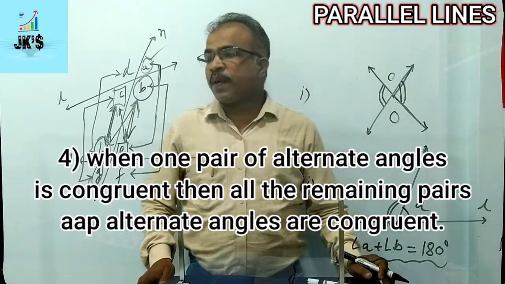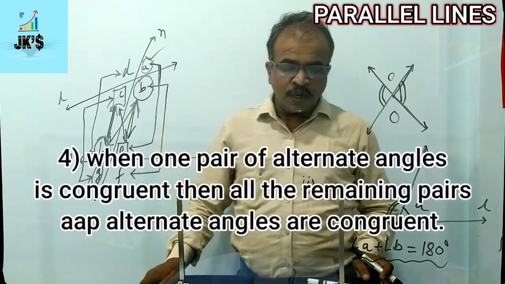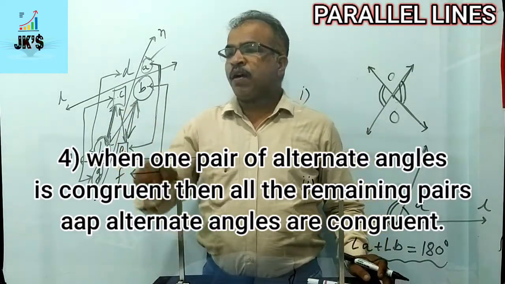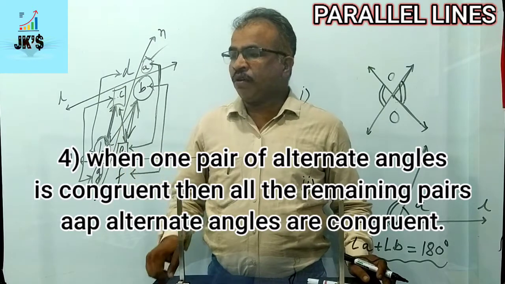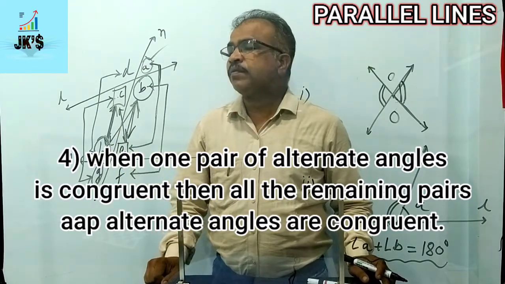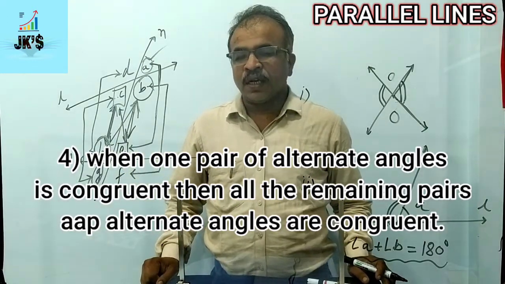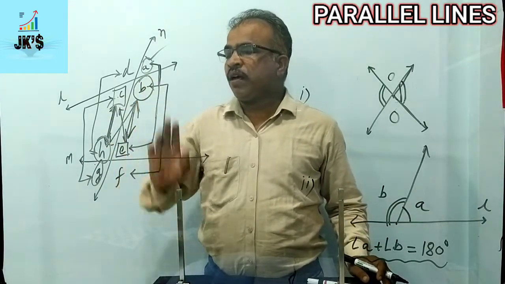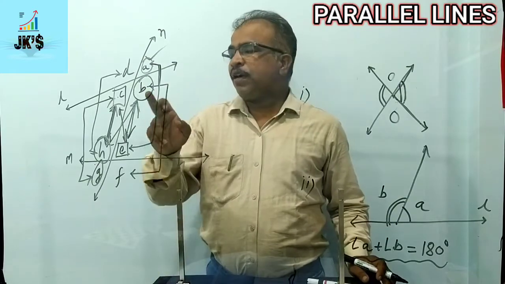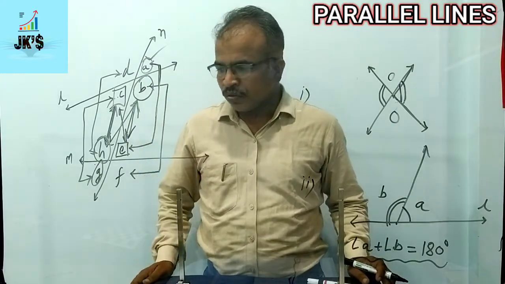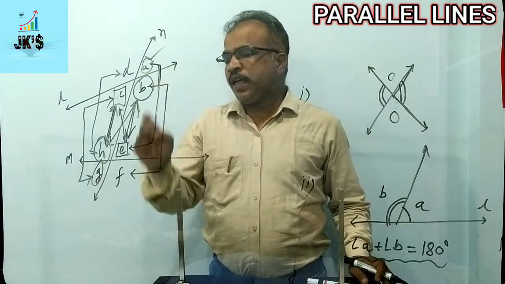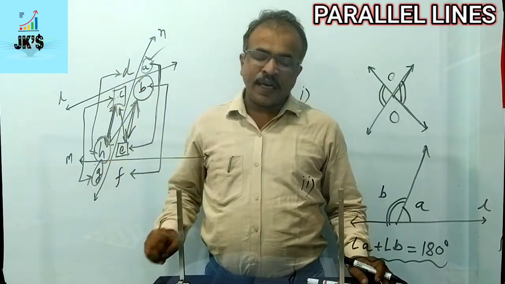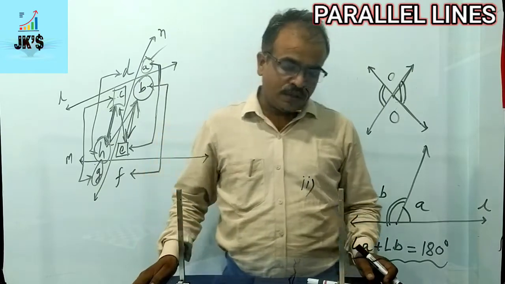The fourth property is that when one pair of alternate angles is congruent, then the other pairs are also congruent. Means if angle C is congruent to angle E, then angle B and angle H are also congruent, as well as angle A and angle G, and D and F.